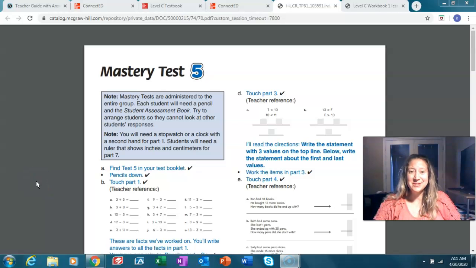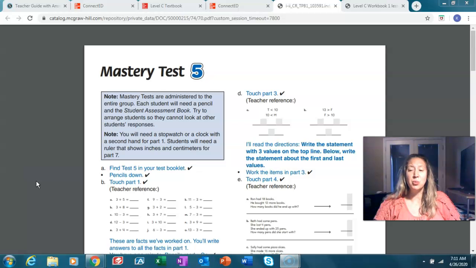Hello, boys and girls. We are going to do Mastery Test 5 today. So I need you to have your small test booklet out today, and you're going to be turning to Mastery Test 5. You'll need a sharpened pencil and an eraser.